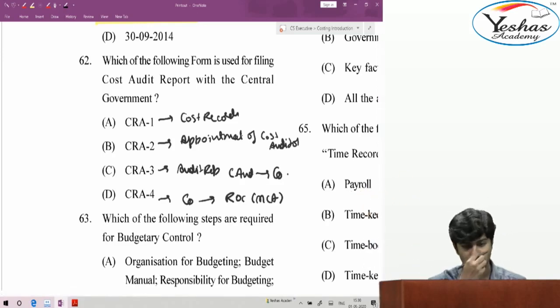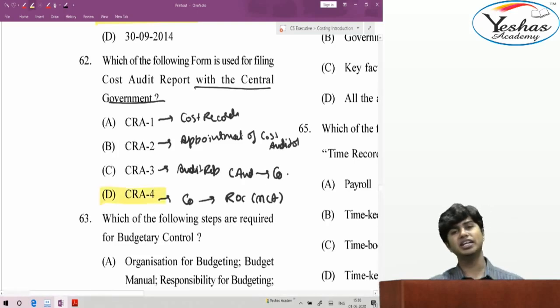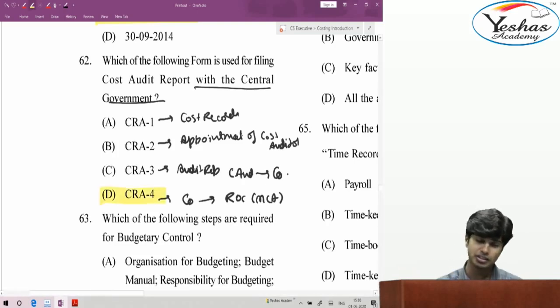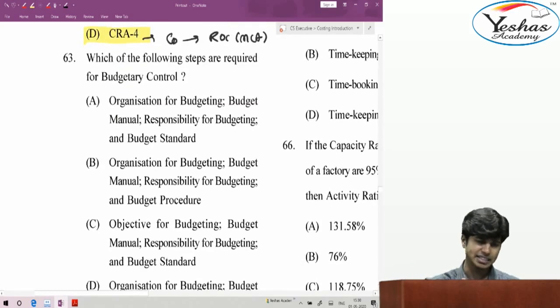Now what is the question? Which of the following forms is used for filing the cost audit report with the central government? So who files it? The board files it with the central government in CRA 4. If it is cost auditor to board, then it would have become CRA 3. If it is the appointment order, CRA 2. How to maintain books of accounts? CRA 1. Come on, let us go to question number 63.